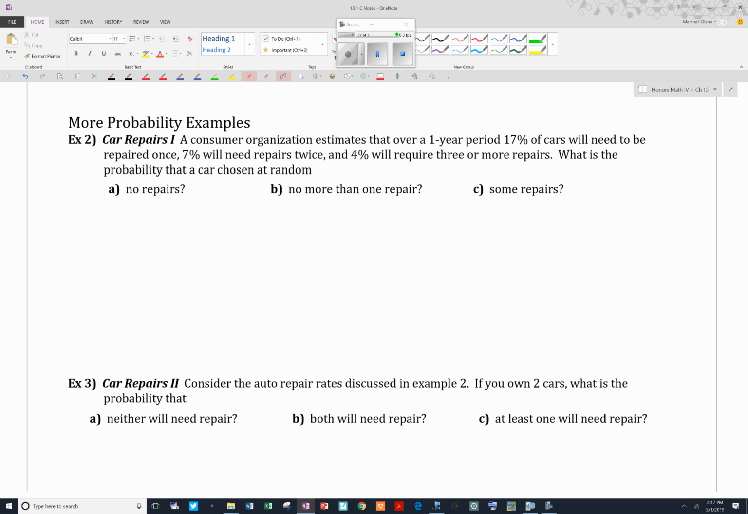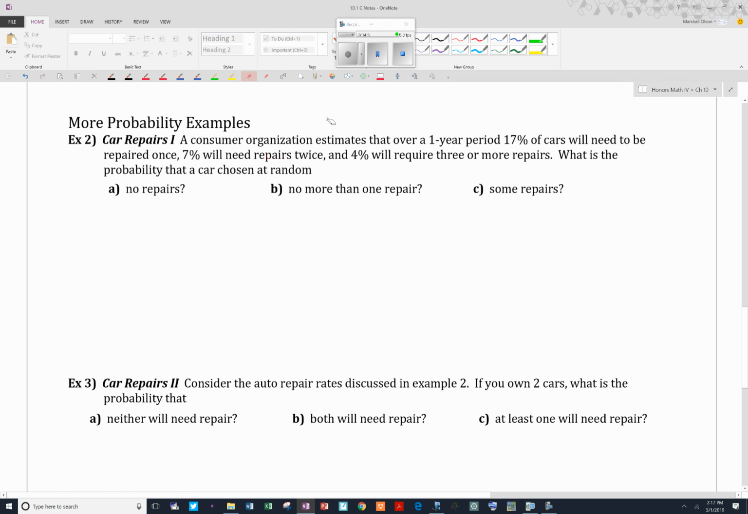All right. Now we're going to talk just some more. I just threw these problems on to get a little bit more work with some important probability concepts. The first one being, take a second to read through the car repairs little snippet there. It says, in a 1 year period, 17% of cars need to be repaired one time, 7% need to be repaired twice, and 4% need 3 or more repairs. Now, those are separate things. Like, the repaired twice doesn't include the ones that are repaired once. Those are all separate things. That confused a few people in the other class. Just throwing that out there.